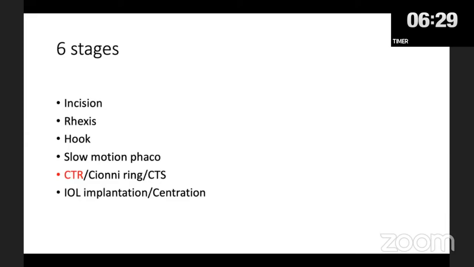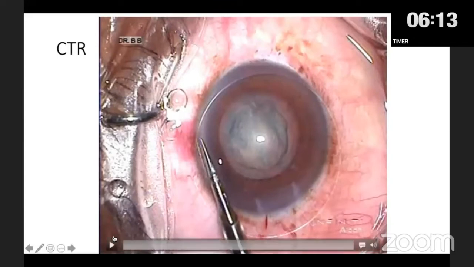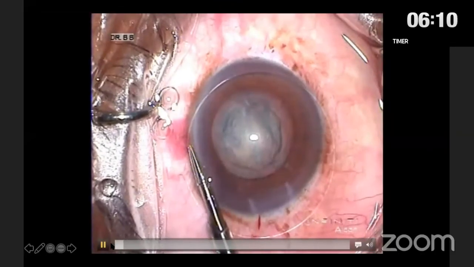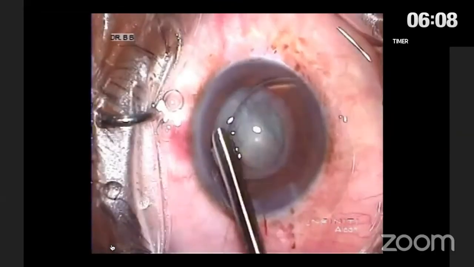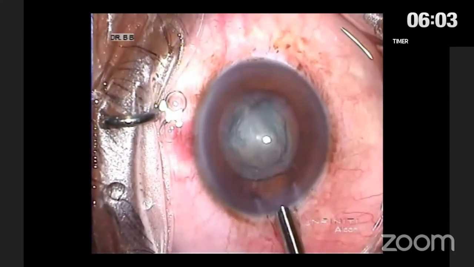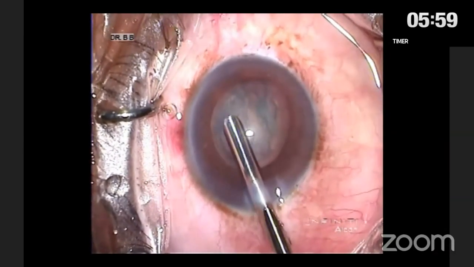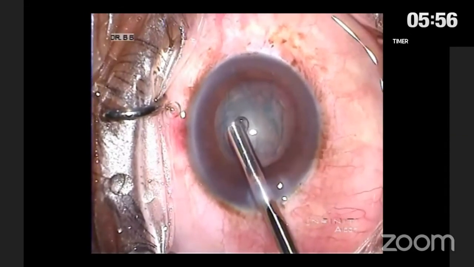These are the stages where we have to be careful at every stage: incision, rhexis, hook, slow motion phaco, CTR, and IOL implantation. You have to perform perfectly in all 6 stages to get a good result. You can implant the CTR at the beginning of the surgery if your subluxation is less. Some surgeons prefer to put the CTR in the beginning because it stabilizes the capsular bag very well. Then it is very easy to perform phacoemulsification.